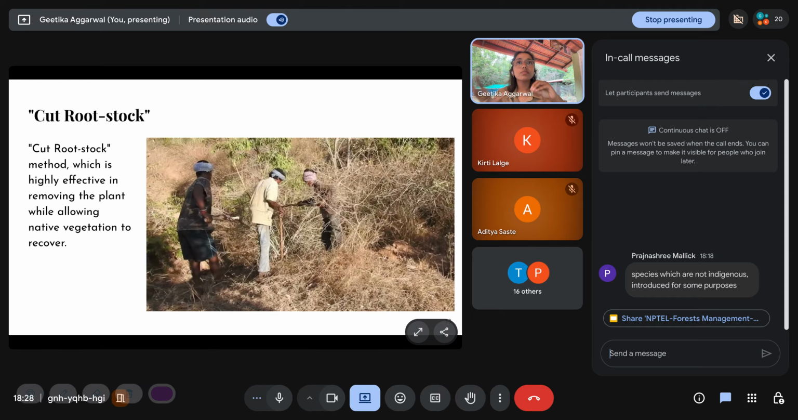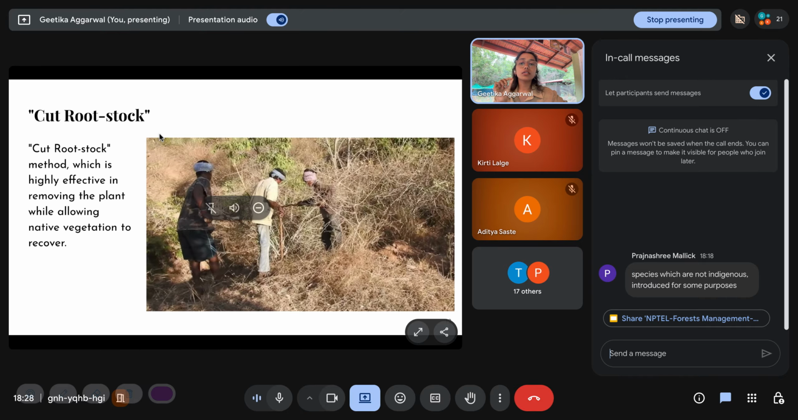And this root system is found not to sprout again, and they're trying to disturb the soil nearby as minimally as possible, so that the dormant seeds don't sprout and the natural vegetation can recover. So the natural vegetation near this plant can actually sprout up. And it's found that from just the root structure, or just the horizontal roots, lantana does not come up. That is why they're creating this cut root stock method.